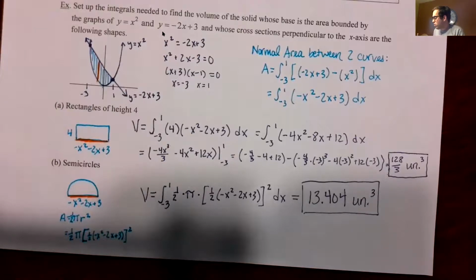We have a couple more to do because we still got to figure out how we do an equilateral triangle and how do we do a square as cross sections. All right, so let's keep going. Next example.